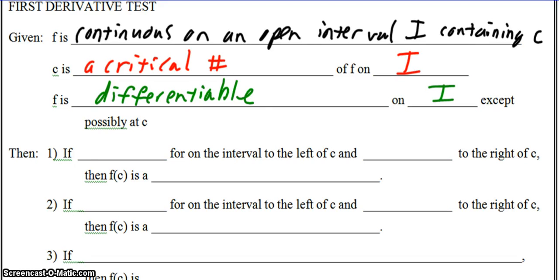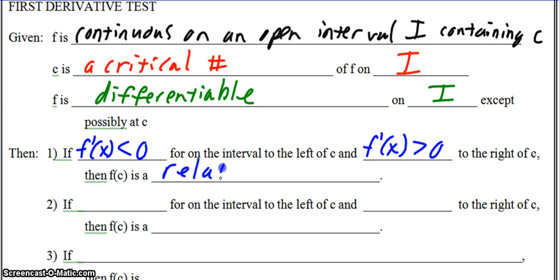Then, if the derivative is less than 0 on the interval to the left of C, and the derivative is greater than 0 to the right of C, then f of C is a relative minimum.